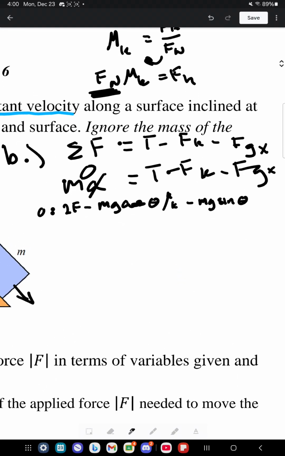And so to isolate for 2F, it equals mg cosine theta times mu k plus mg sine of theta, and divide by 2 over.